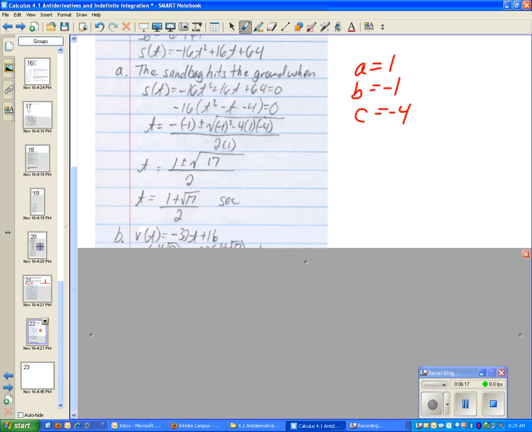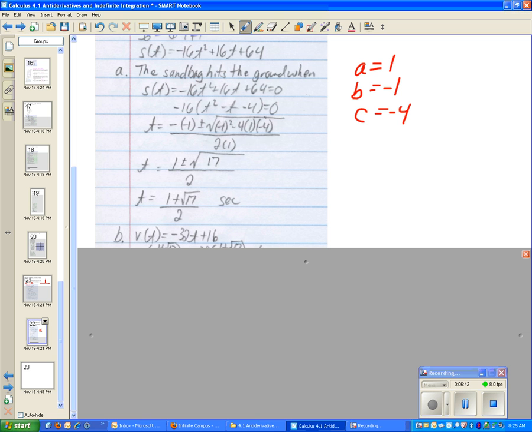Okay? So, the derivative of negative 16t squared plus 16t plus 64 is negative 32t plus 16. Because the derivative of negative 16t squared is negative 32t. The derivative of 16t is 16. The derivative of 64 is 0. So that's our velocity function.